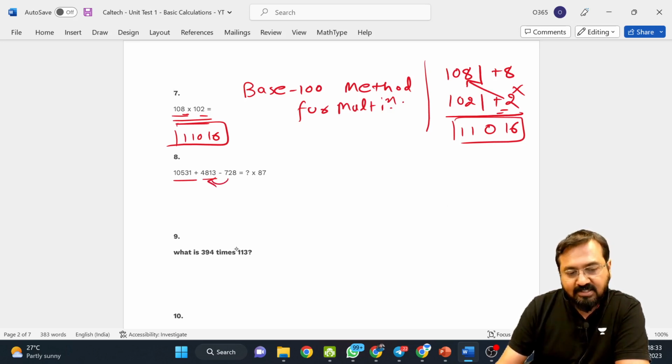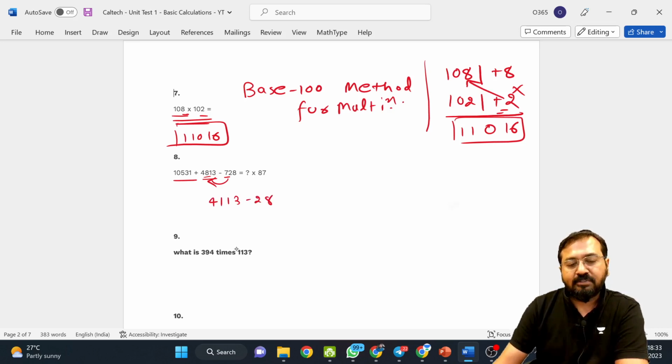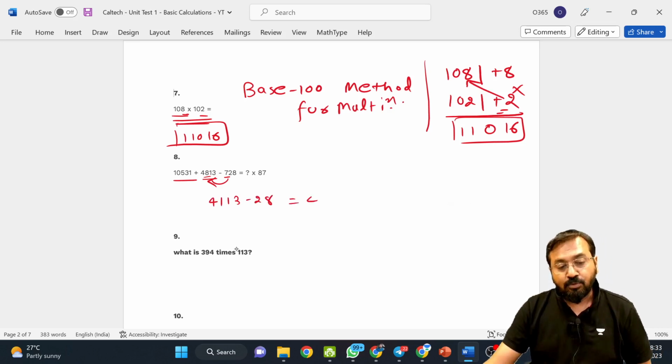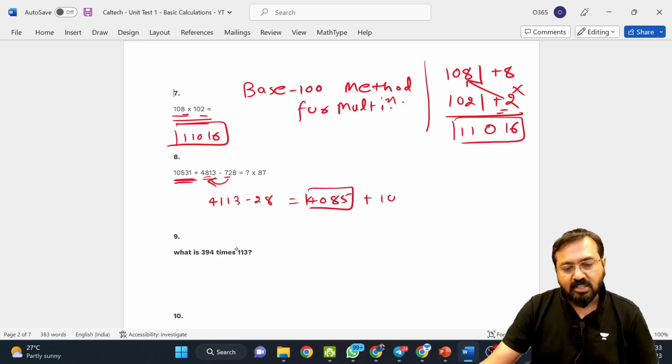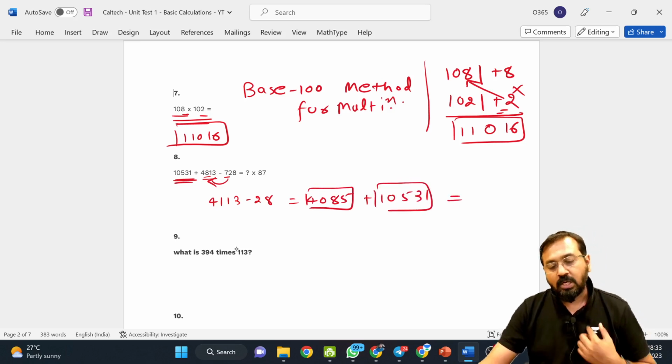If I subtract 700 from 4800, I'll be left with 4100. So 4113, I need to further subtract 28 out of that. So I'll be left with 4085. Now I need to add 4085 to 10,531. So what will this total come out to be?